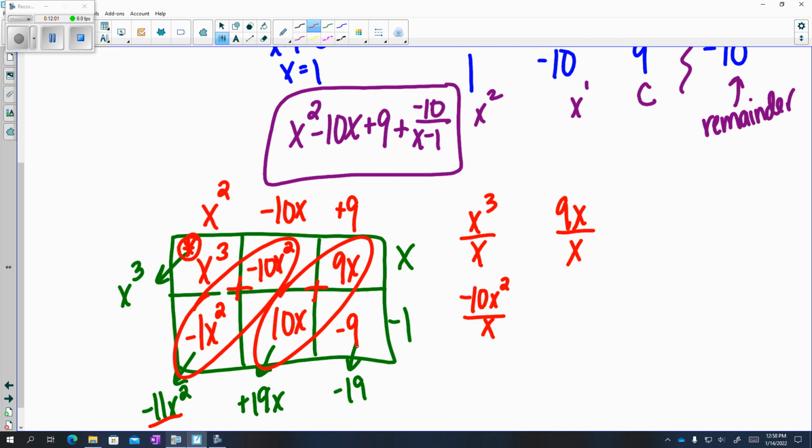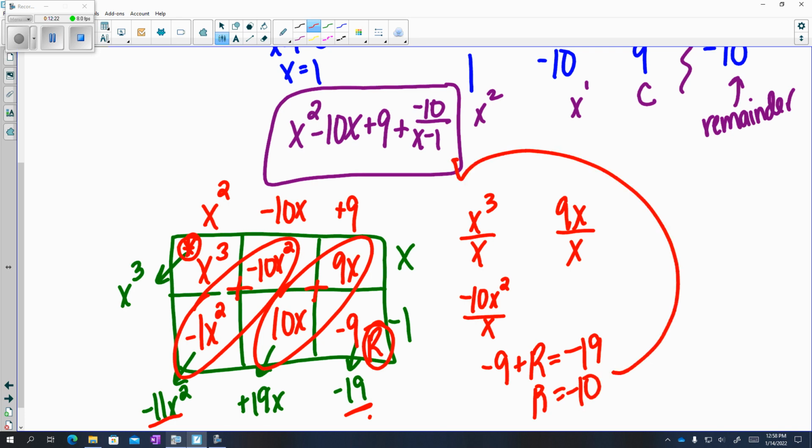If this were to match as my output, I'd be done. But it doesn't, so there's a remainder. Negative 9 plus whatever my remainder is has to give me this output here of negative 19, which leaves me with a remainder of negative 10. So I end up with the same final answer that we did before.